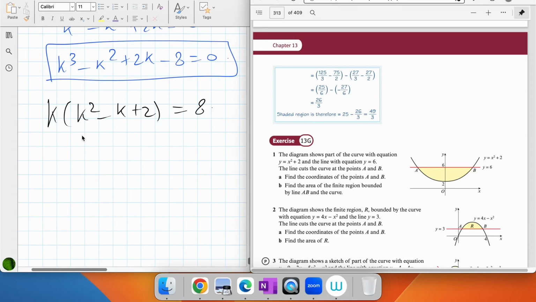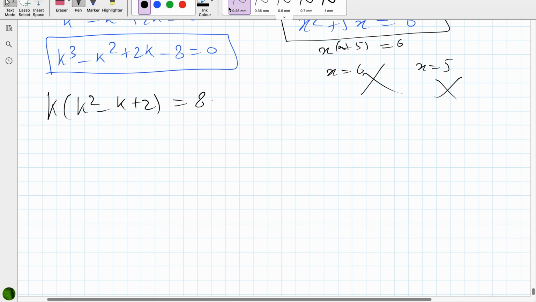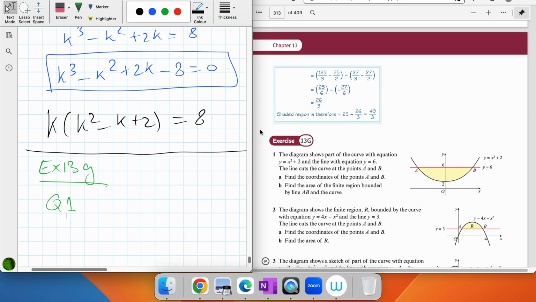Exercise 13G, of integration. Question number one, and it says the diagram shows part of the curve with the equation.